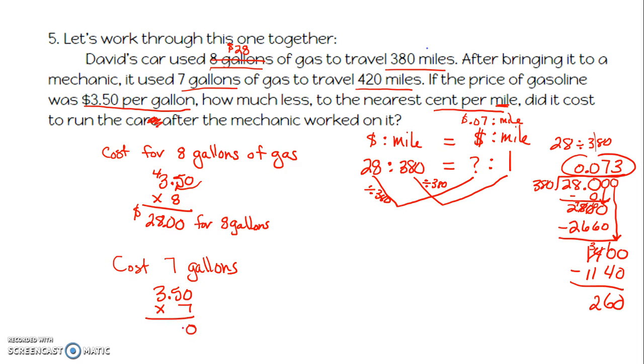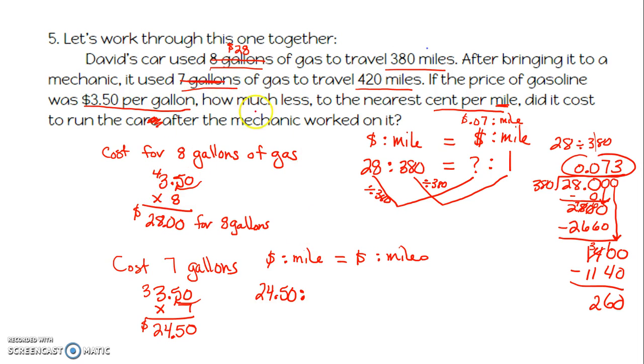7 times 0 is 0. 7 times 5 is 35. Put down a 5, carry a 3. 7 times 3 is 21, and 3 more is 24. And I knew my final answer was going to be somewhere between 21 and 28, so 2450 makes sense. Again, decimal point over 2 places, so the final answer is over 2 places. So now again, we have to do money to miles. This is cost equals money to miles. And I care about how many cents per 1 mile. So I'm given it's going to cost me $24.50 to travel how many miles?